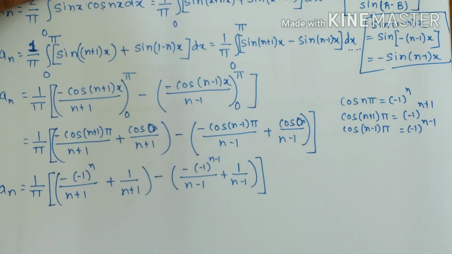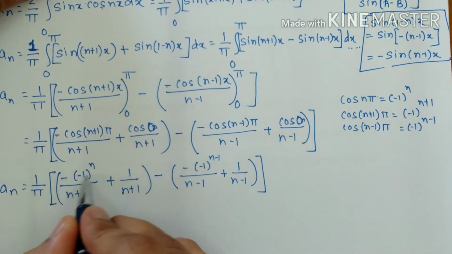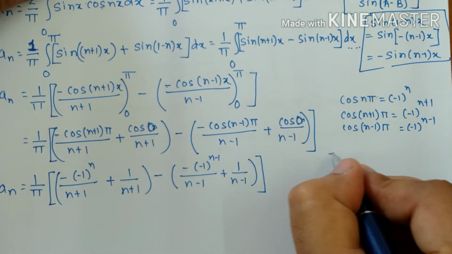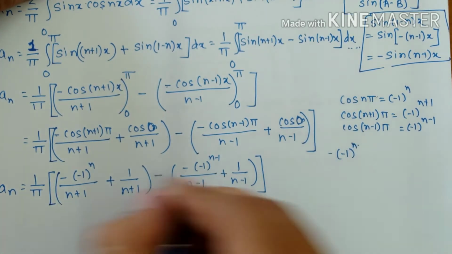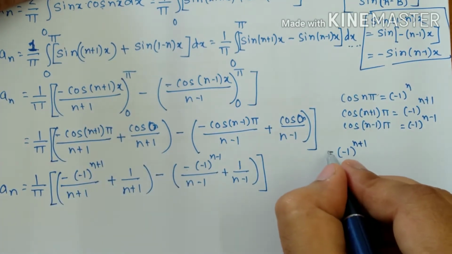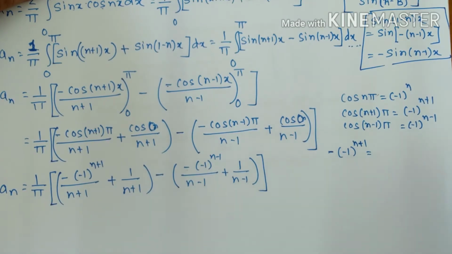Okay, that's it. Now we need to simplify these terms. See, there is a minus n with them. What will be the value of minus 1 raised to n plus 1? What is meant by minus 1 raised to n plus 1?